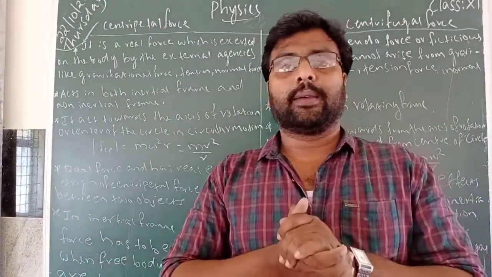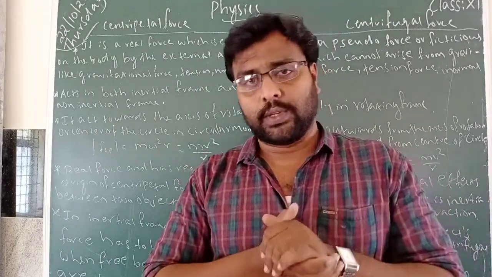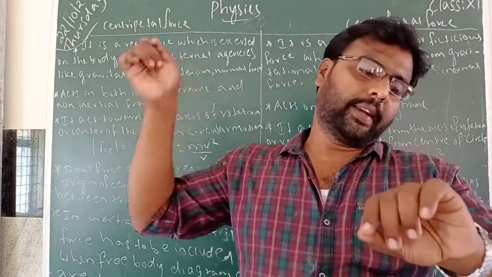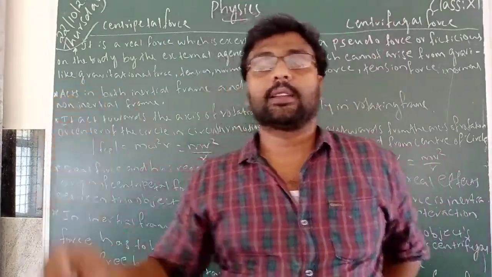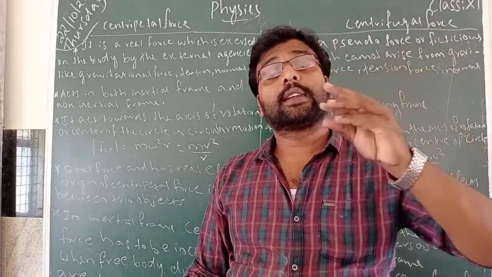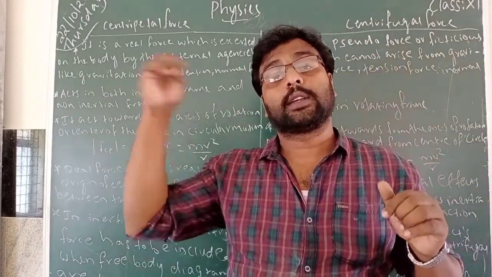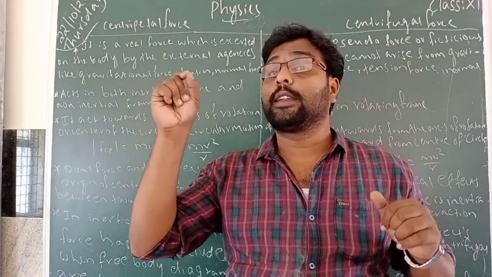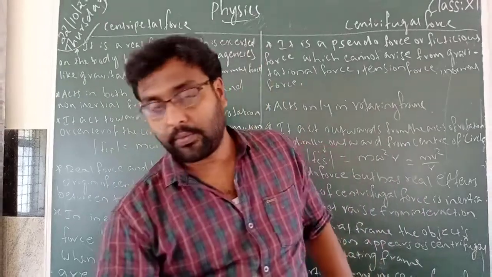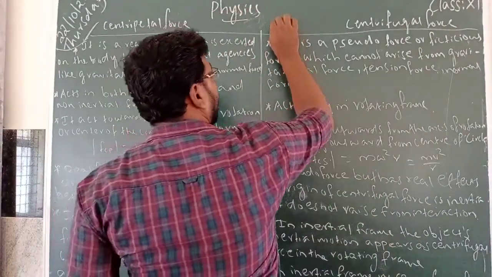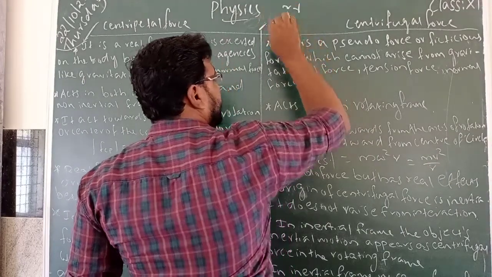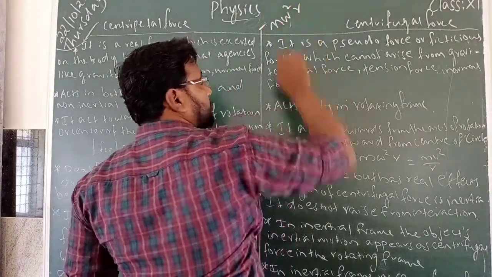So, you see, we can consider the whirling motion of a stone. You are tying a stone to a rope and rotating it. When you are rotating the stone very fast, we know that the tension in the string, which we are using to rotate the stone, provides the centripetal force, minus m omega square r.